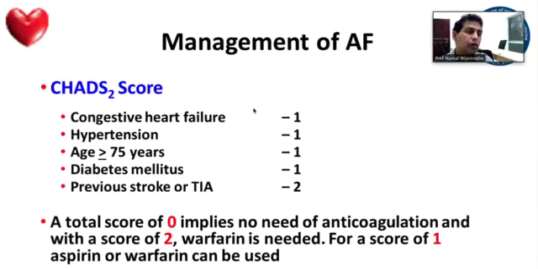And you all need to know the CHADS2 score when you become a house officer, to find out which atrial fibrillation patients need anticoagulation. So you go by the CHADS2 score. If the score is 0, they don't have to be on any anticoagulation. If the score is 1, we should give them aspirin. If the score is 2 or more, they need warfarin.